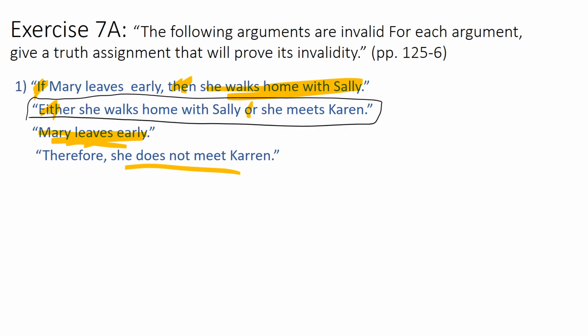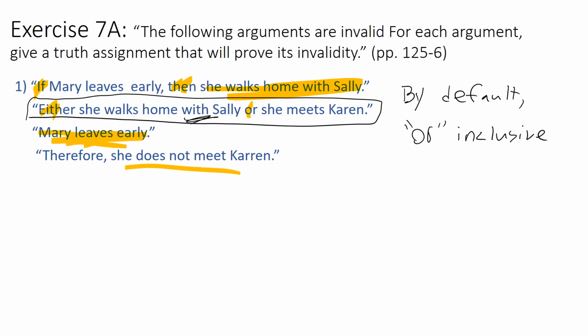Either she walks home with Sally or she meets Karen. But by default, the or is inclusive. So just because she's walking home with Sally does not mean it is not the case that she meets Karen. So you could have both being the case. So that's really where the fallacy is. So without doing a truth assignment, we can see this argument is invalid.